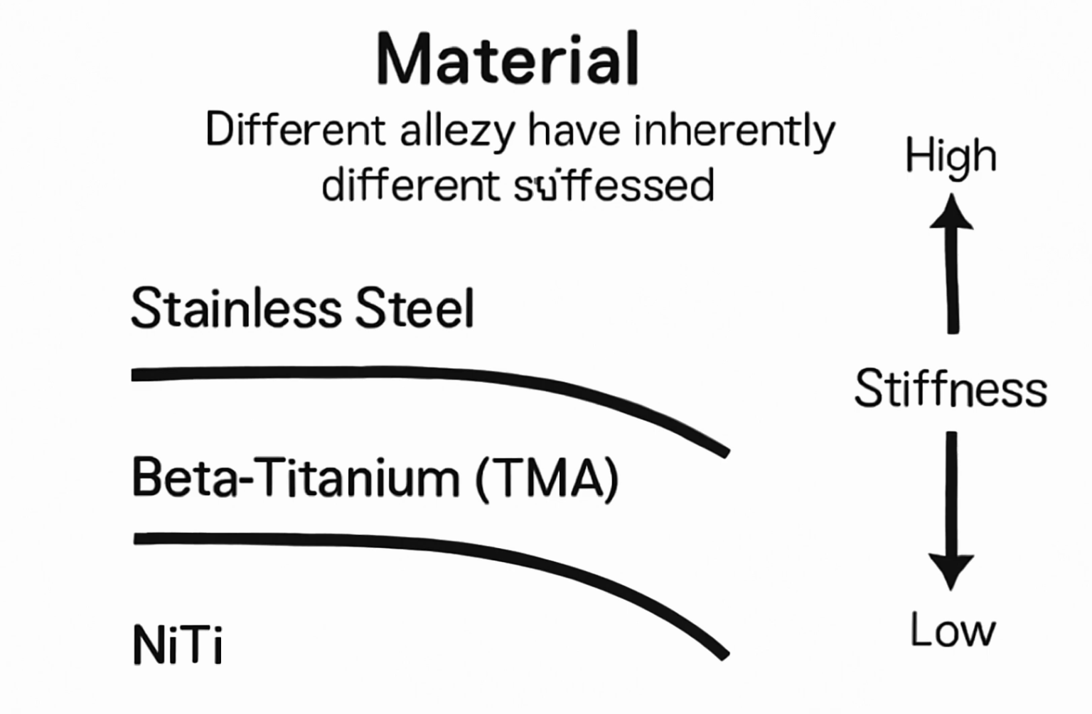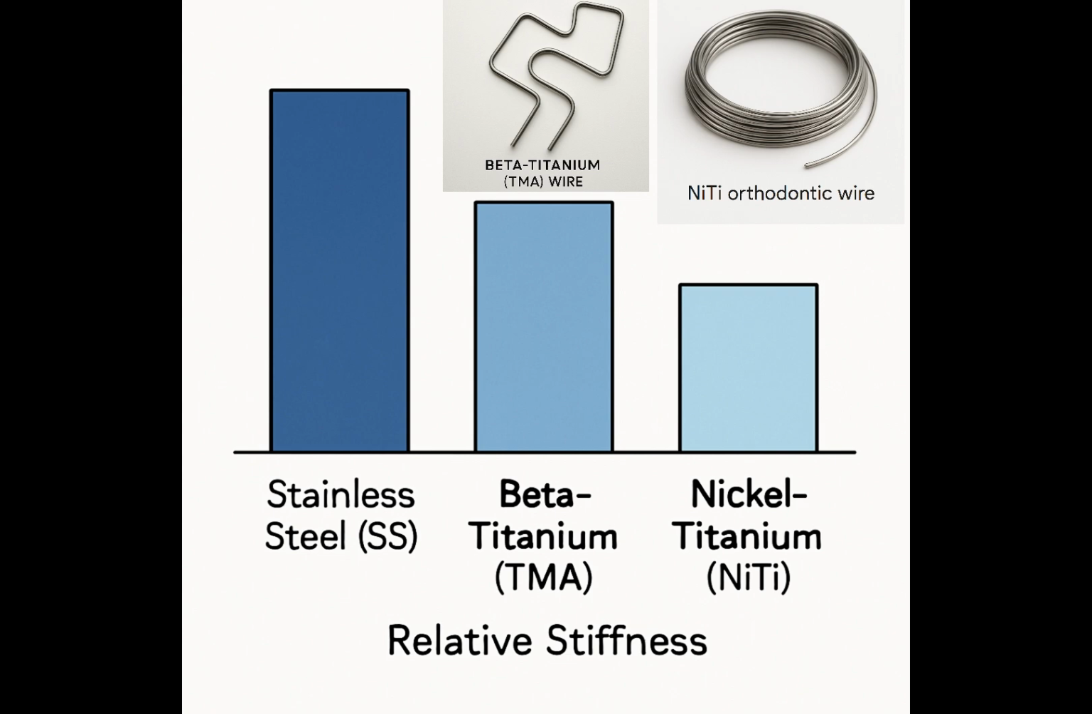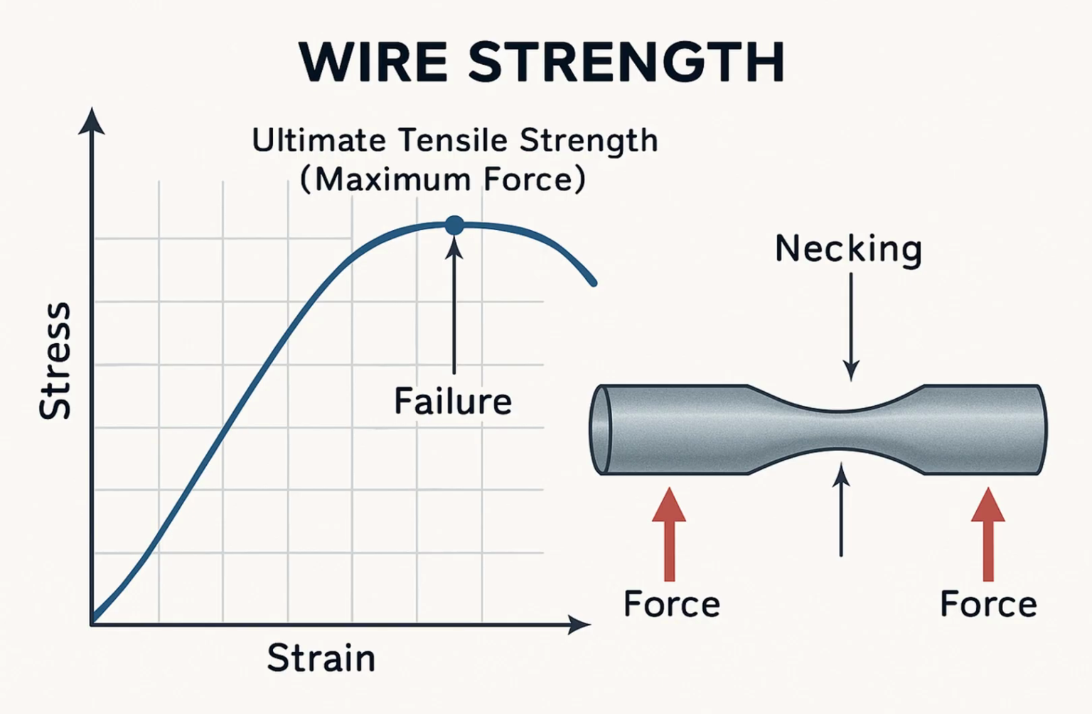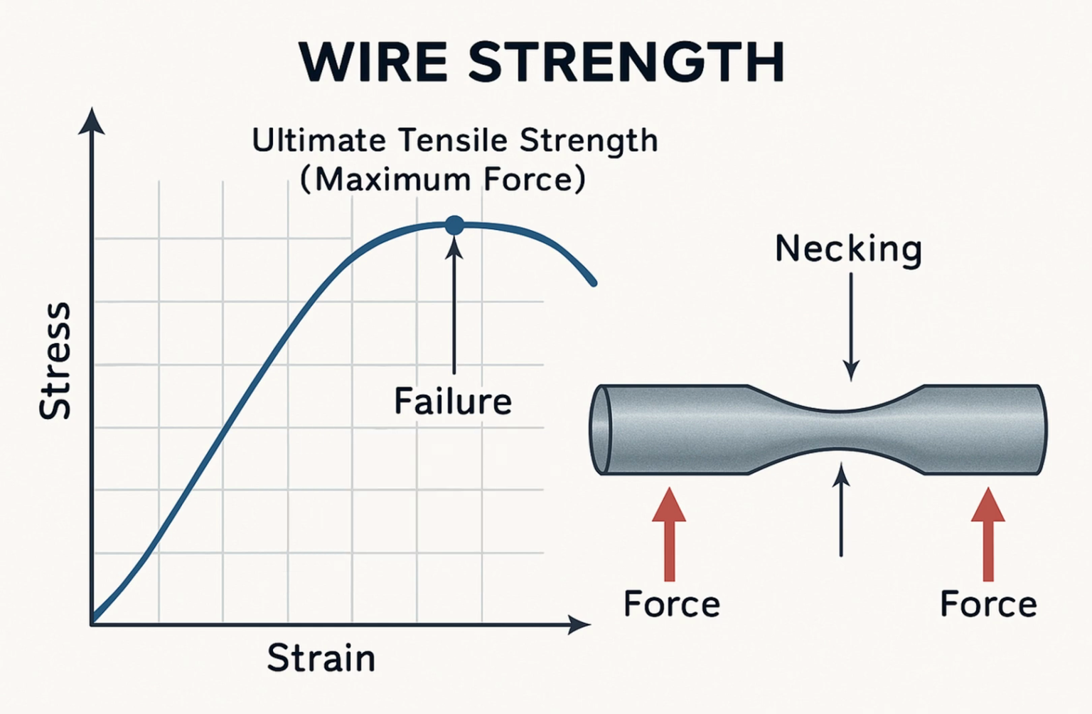Material. Different alloys have inherently different stiffnesses. Stainless steel is generally the stiffest, followed by beta titanium, TMA, and then NiTi, which is the most flexible. Strength. This refers to the maximum force a wire can sustain before it permanently deforms or breaks. On the stress-strain diagram, it's the highest point on the curve before failure. A strong wire can store more force.